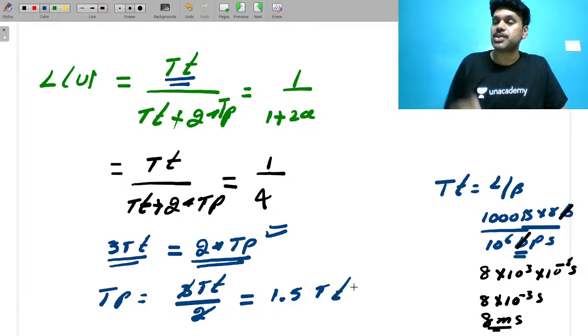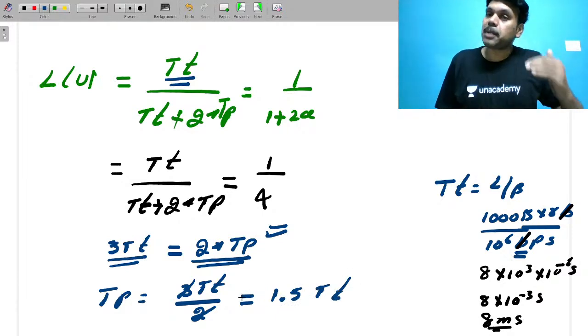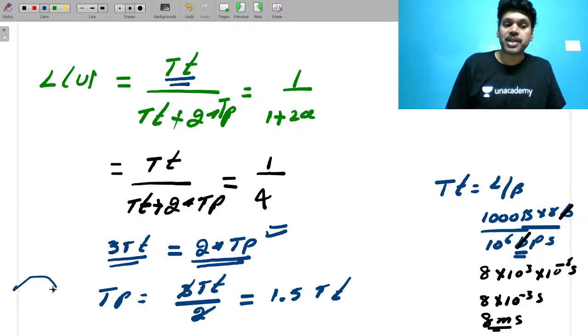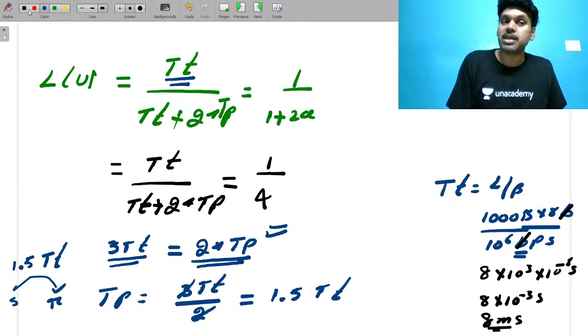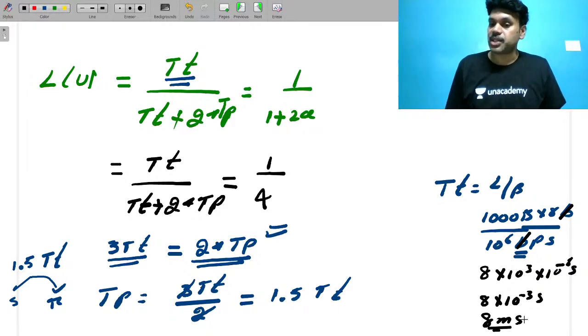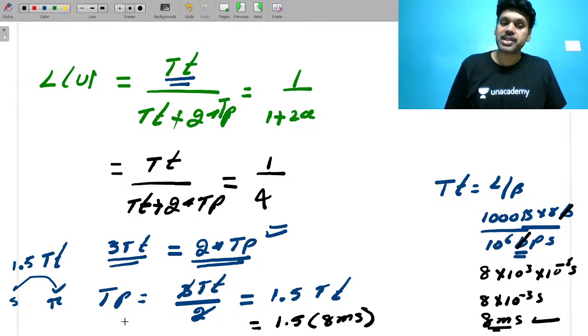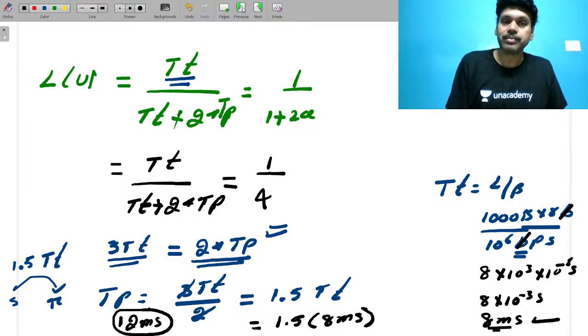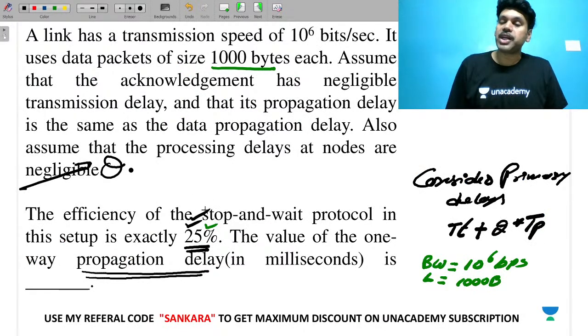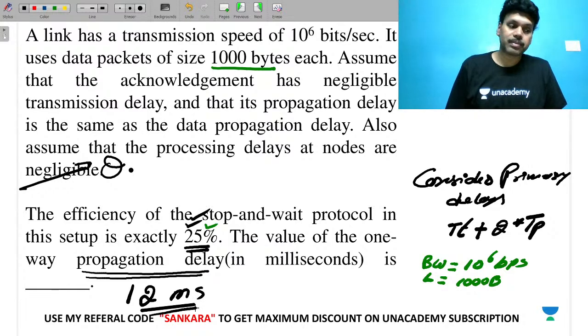And now you got your answer. Your TP, the one-way propagation time from sender to receiver, is 1.5 times your TT. This is the inner meaning of it. So what is the TT? 8 ms. So 1.5 into 8 ms is nothing but 12 ms. This is your answer. So your TP for 25% efficiency is 12 milliseconds.